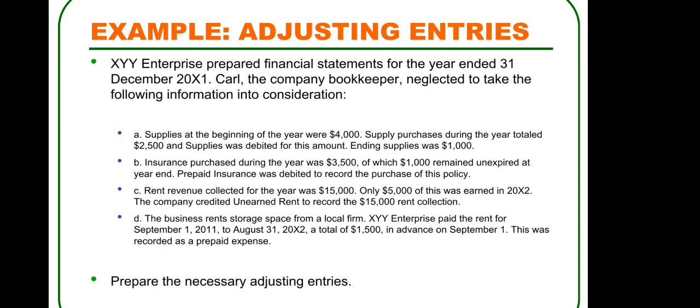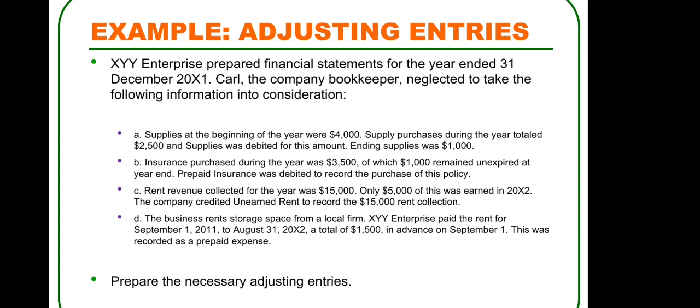When you debit the insurance expense 2,500, you are recording the insurance expense for the year. And when you credit the prepaid insurance 2,500, you are recording that the asset prepaid insurance has decreased by 2,500. The asset has decreased because it has become an expense.